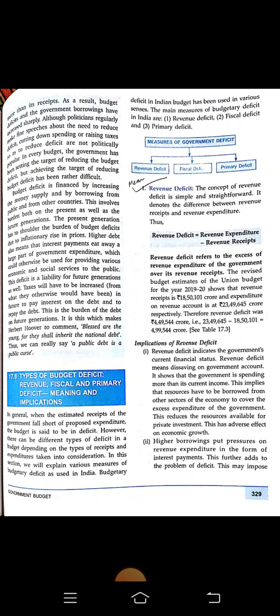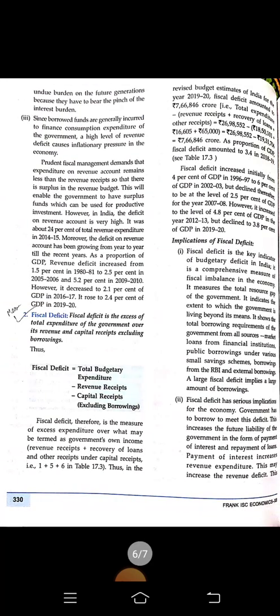The concept of revenue deficit is simple and straightforward. It denotes the difference between revenue receipts and revenue expenditure. Thus, revenue deficit is equal to revenue expenditure minus revenue receipts. So, revenue deficit refers to the excess of revenue expenditure of the government over its revenue receipts. Next, what is fiscal deficit?